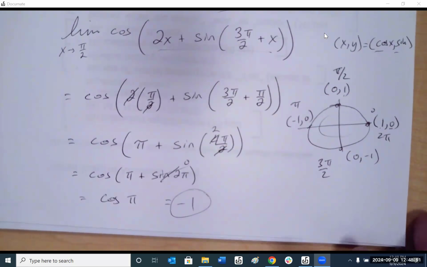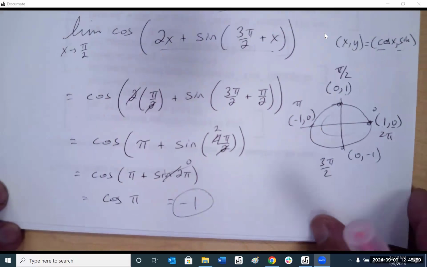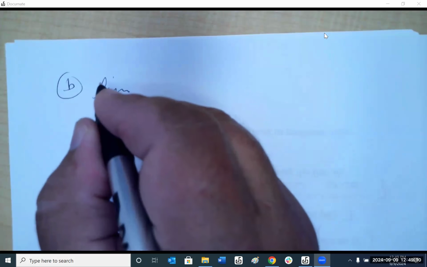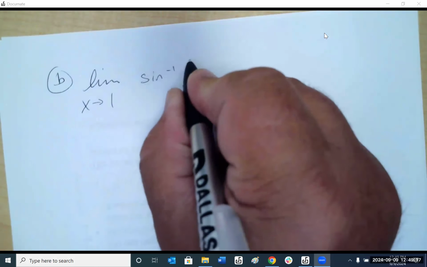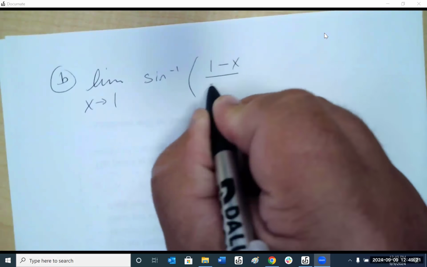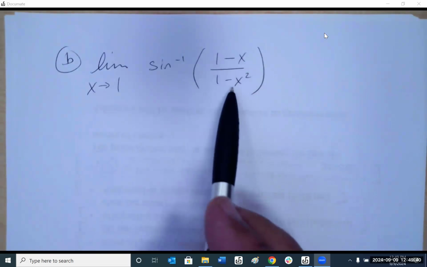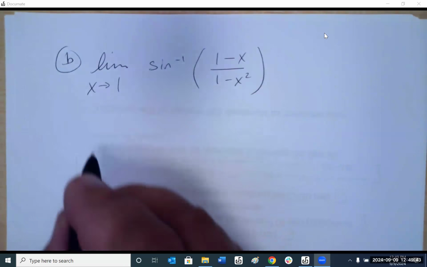This will be the last one we do today. We'll finish up next time, but we'll finish up this example. B says the limit as x approaches 1 of the inverse sine of (1 minus x) over (1 minus x squared). So again, if we put 1 inside there, what do we get? 0 over 0. Can we do anything inside there?